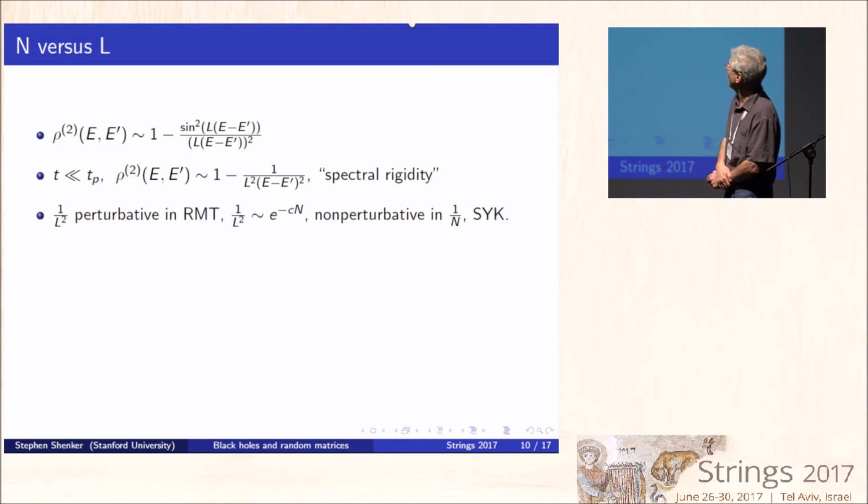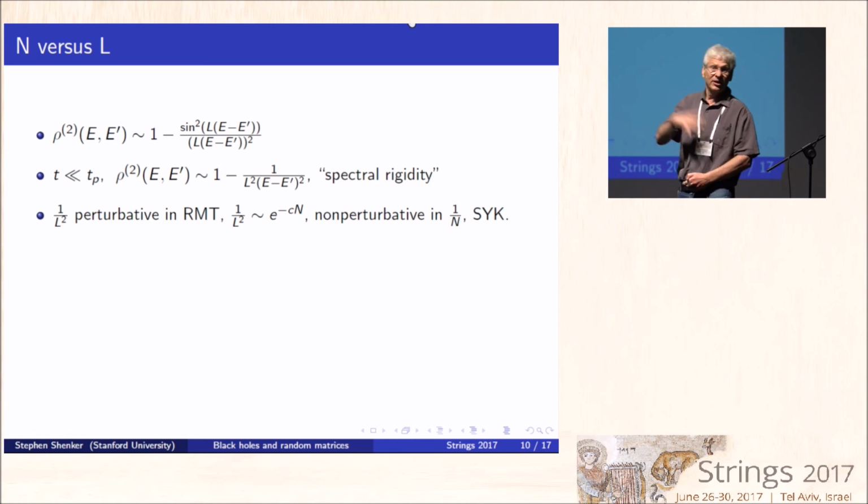But in SYK, L is 2 to the n over 2. So 1 over L squared is e to the minus some constant times n. It's a non-perturbative effect in SYK. We're not sure what it is, but it's going to be that size of effect.